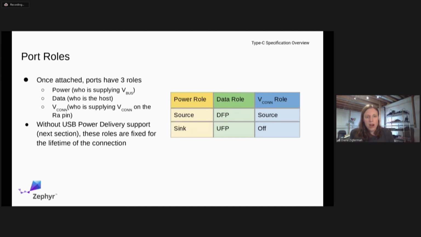So if you don't have power delivery support, these roles are going to be fixed for the entire lifetime of the connection. So if you have a non-PD charger, that non-PD charger will always be source, DFP, VCONN source. If you've got a USB flash drive plugged in, that flash drive will always be sink, UFP, not VCONN source, for the full duration of the connection.